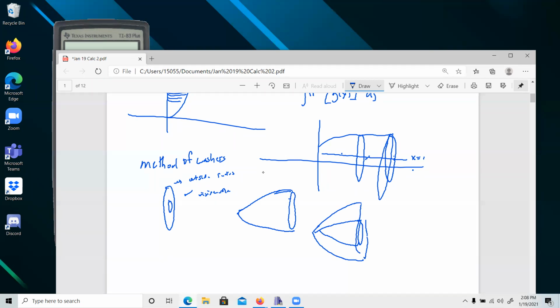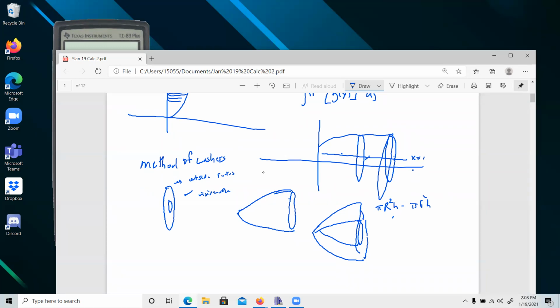So forgive my drawings, they're terrible, okay? The book has much better ones, but that's the idea of taking outside radius minus inside radius. Okay, so that's why memorizing formulas for this is going to get kind of messy. So I recommend drawing the pictures and figuring out what you're doing rather than trying to memorize everything.